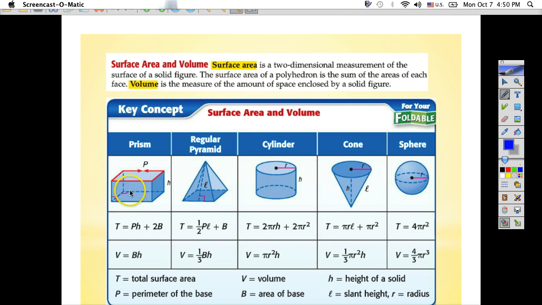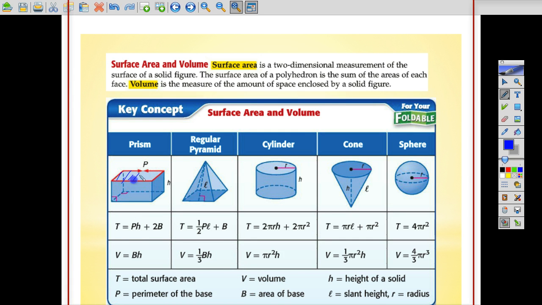For a prism, for the total surface area, you're going to add the top, bottom, front, back, left, right. So what does that mean? There are two bases. So 2B, where B is the area of the base. There's a top part, and then there's this bottom part. So you're going to add the two bases.